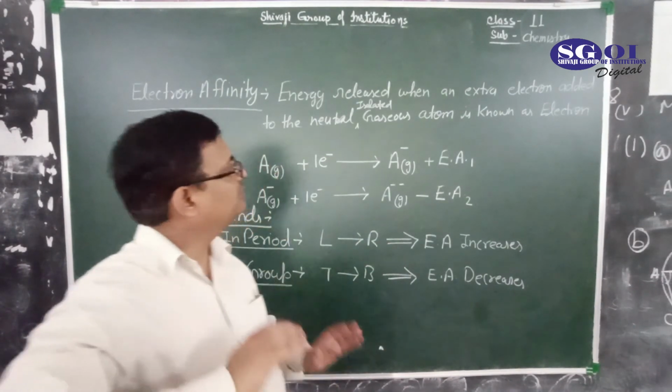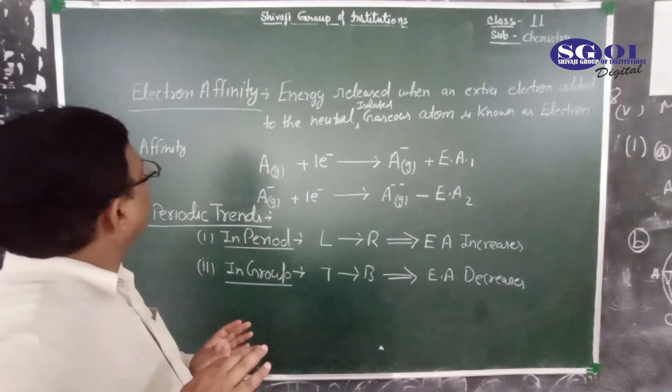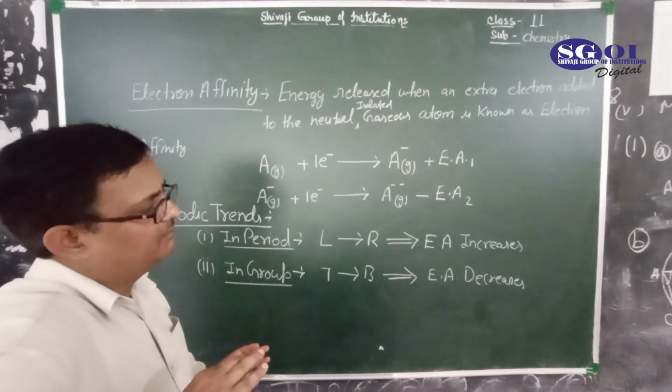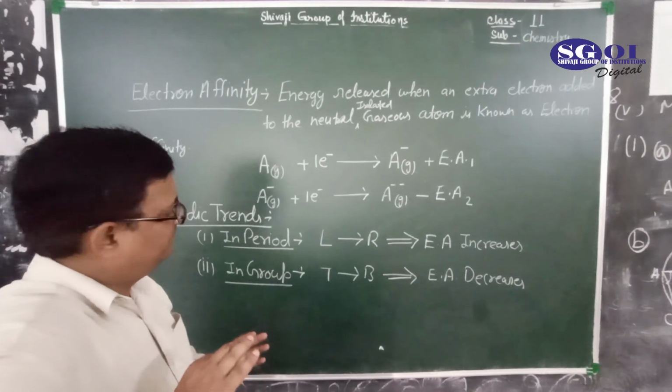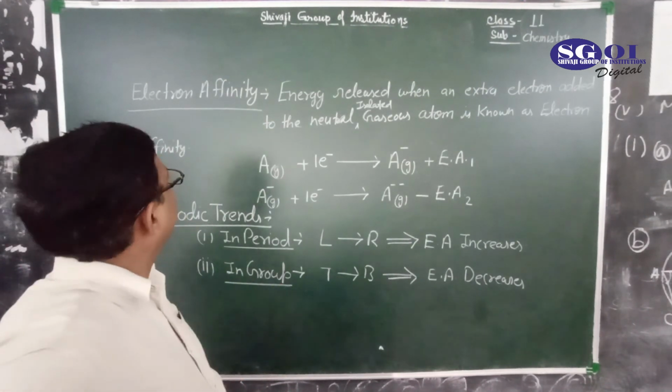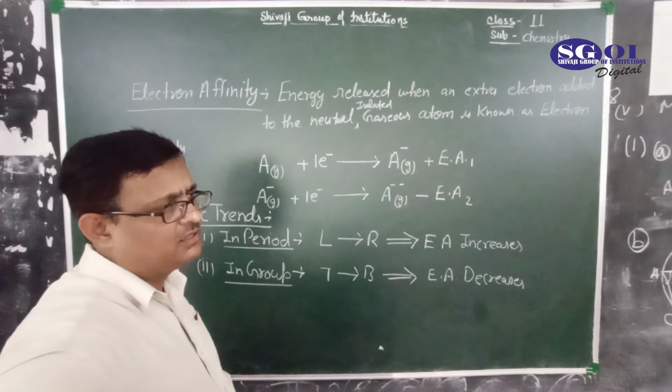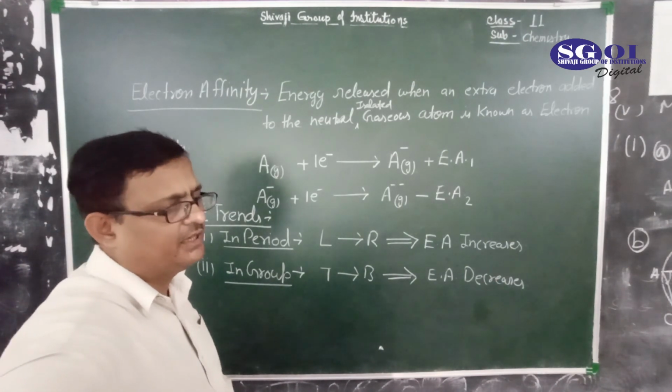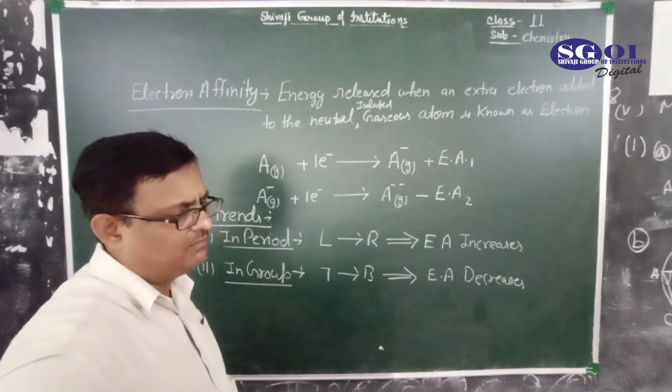Okay, so this is all about today's topic, electron affinity and its periodic trend. The next topic for this chapter is electronegativity and metallic and non-metallic character.